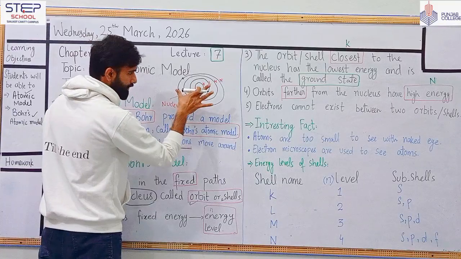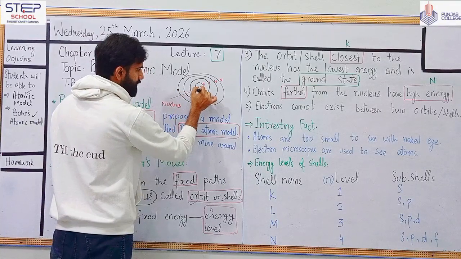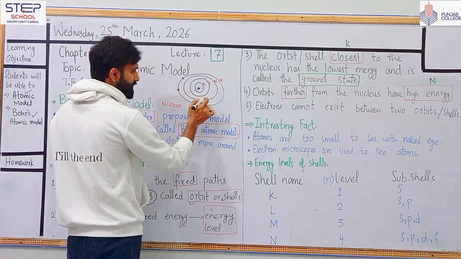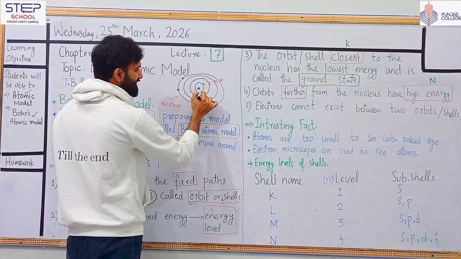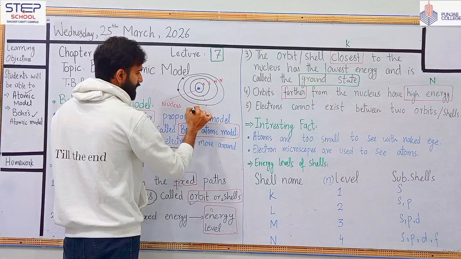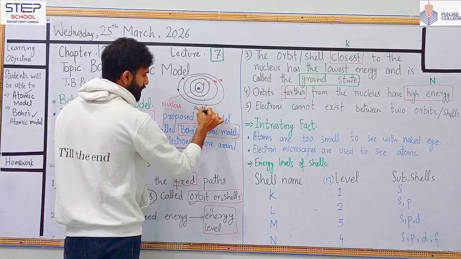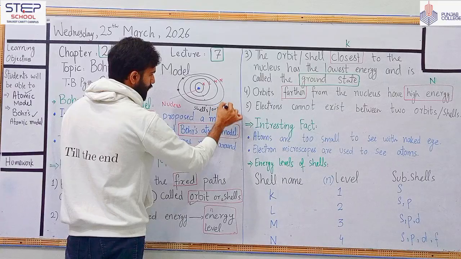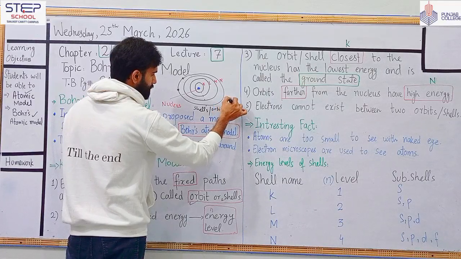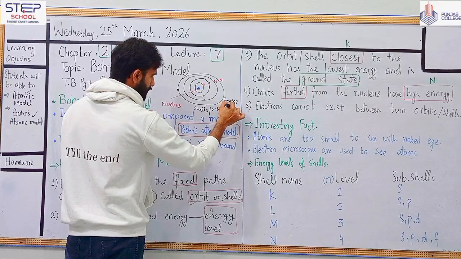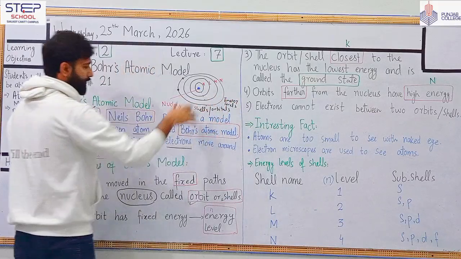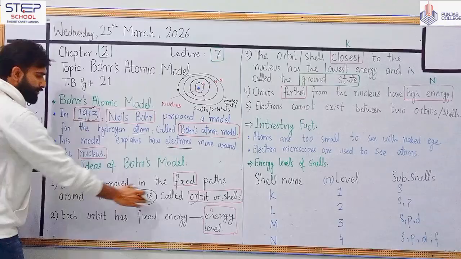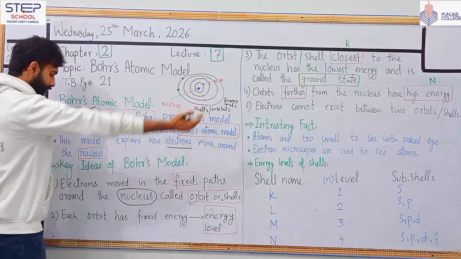So dear students, look carefully. The areas around the nucleus, here is the nucleus, the areas around the nucleus where electrons revolve are known as shells, orbitals or energy levels. All of these three terms are used for shells. So electrons move in fixed paths around the nucleus, and we call them orbits or shells.